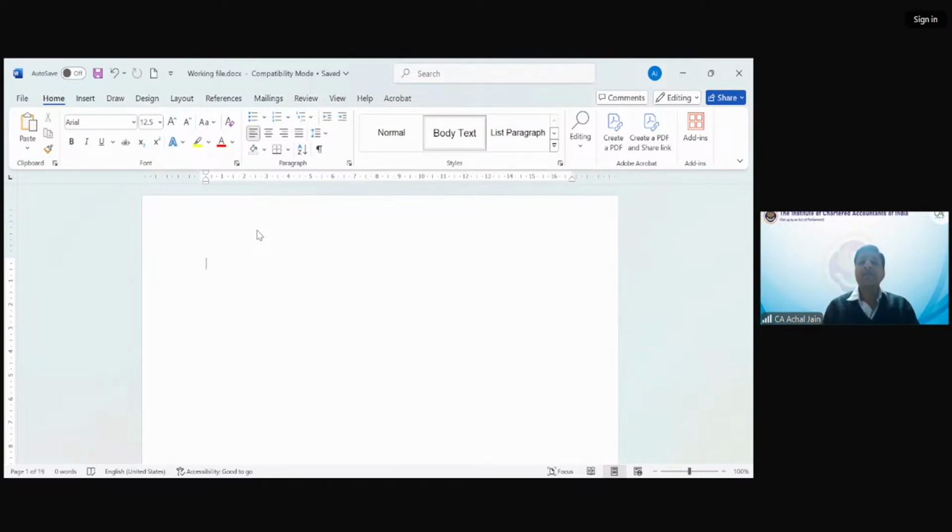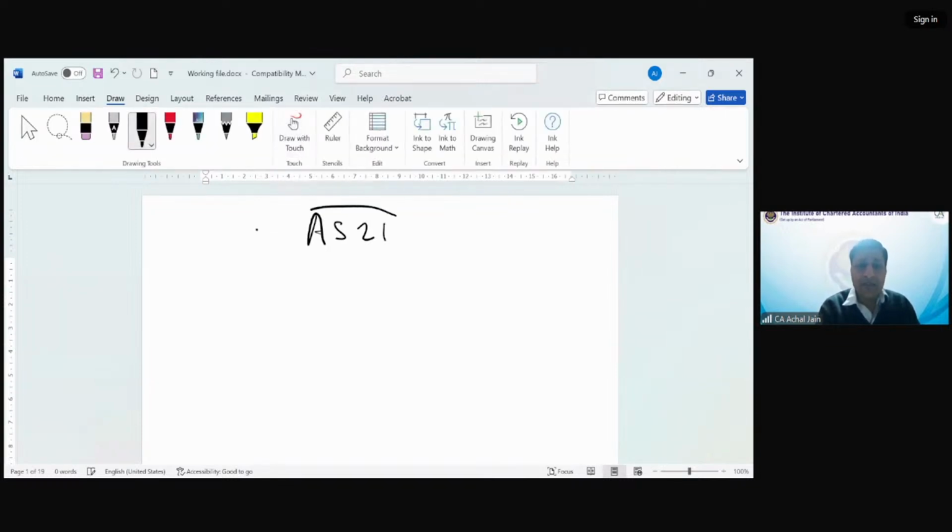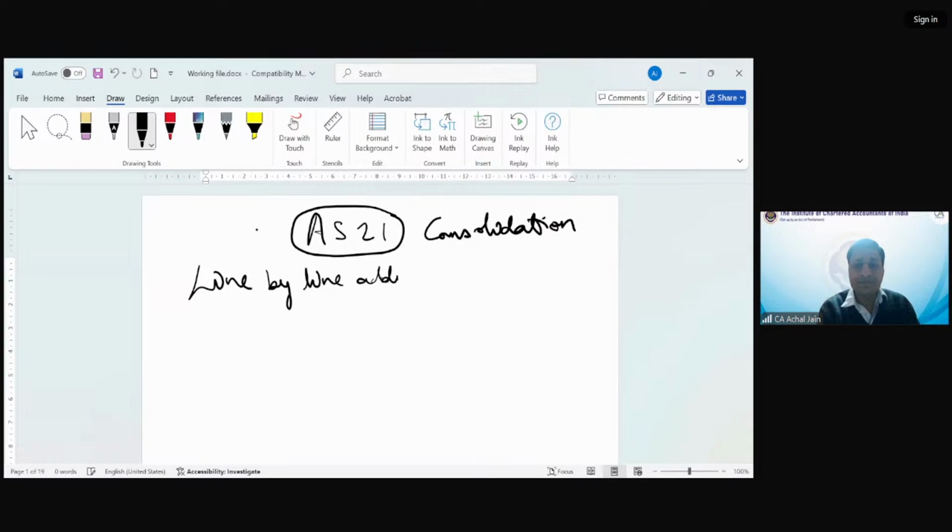And the standard says that for consolidation, when you apply AS21, the approach that you will use will be line by line addition. Now, what do you mean by line by line addition? It means that all the assets, all the liabilities, all the items of P&L of the holding company and the subsidiary company will be added together.